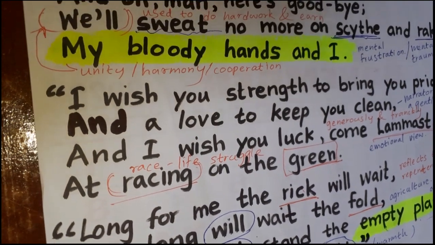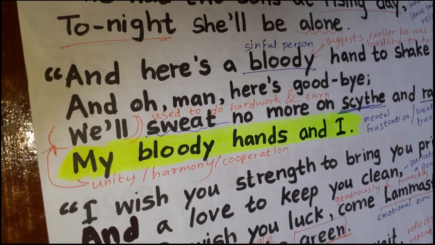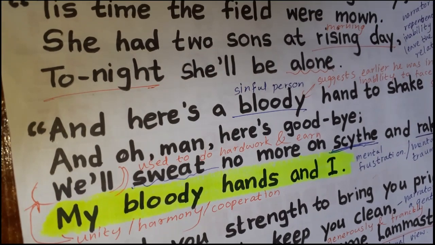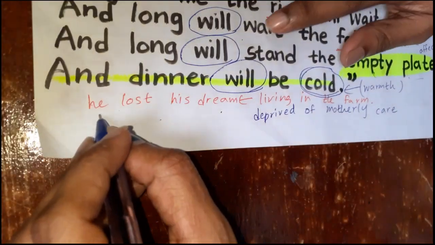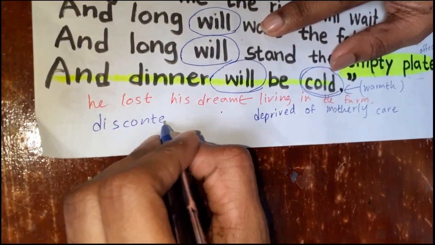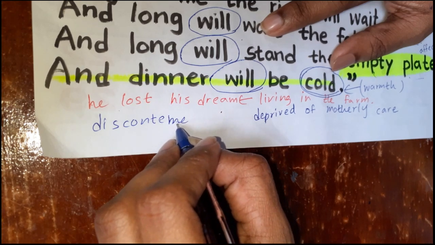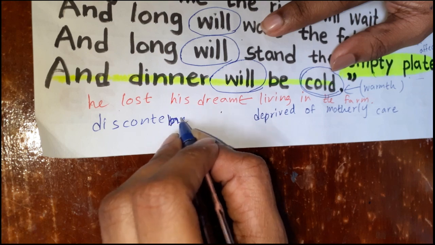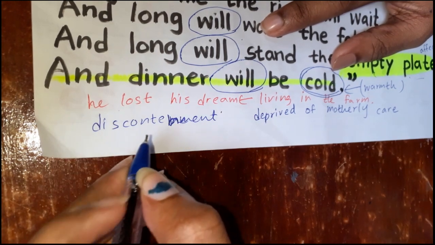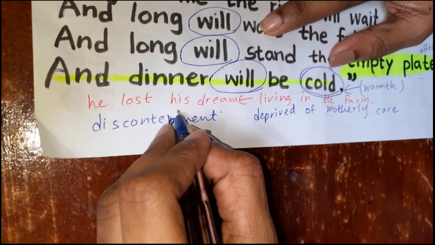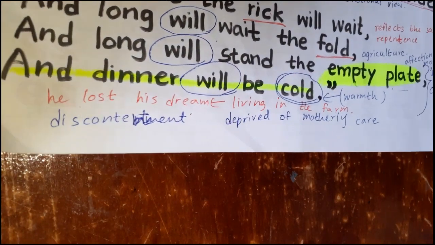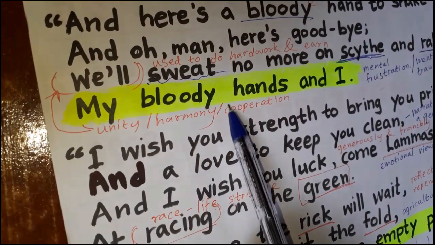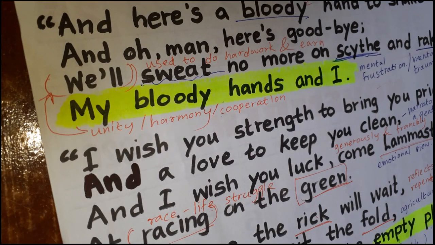So here also this person, the narrator, has been repenting, and he is in a very pathetic condition, a mental frustration, and he is discontented actually. His discontentment is because he has now lost all his dreams and hopes, motherly care, brother's love, everything, and he suffers with bloody hands and a very traumatic condition.